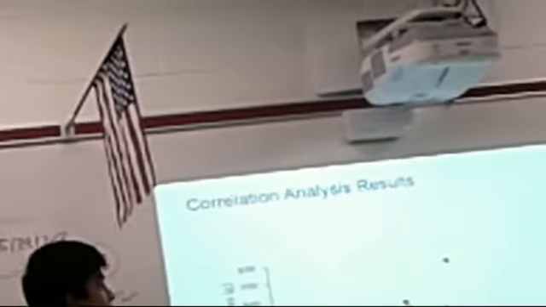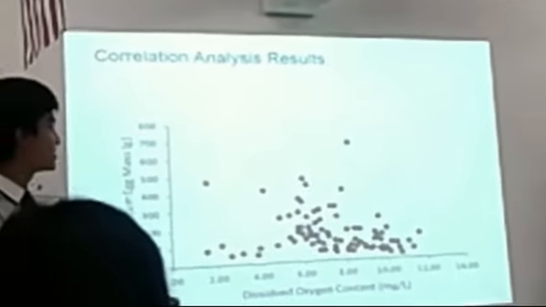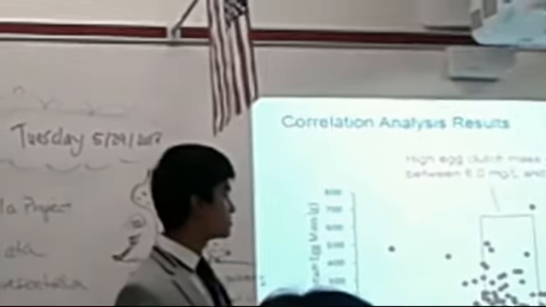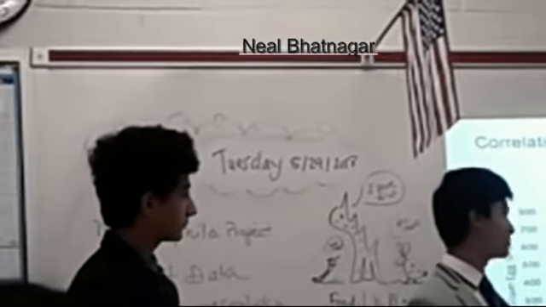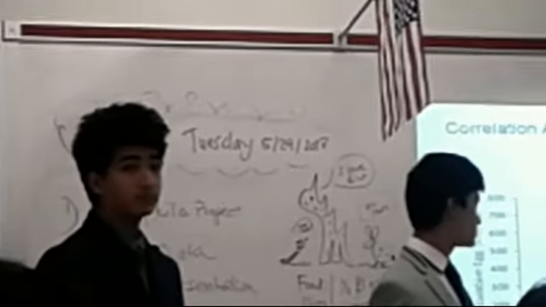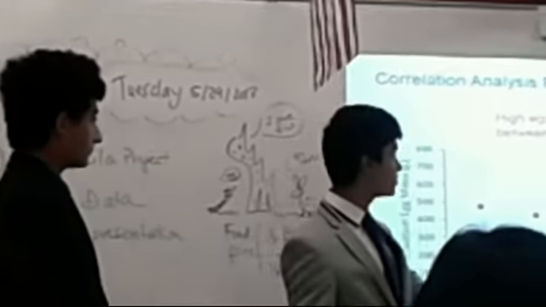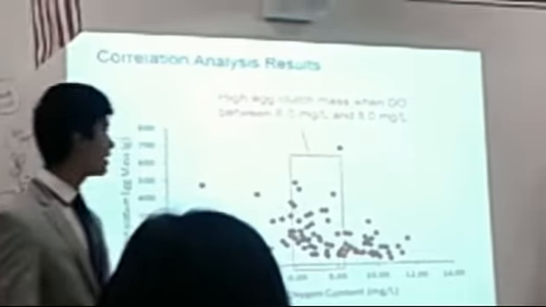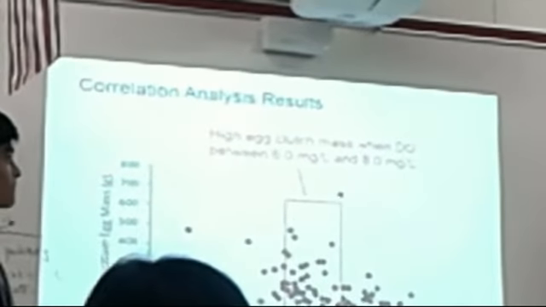So we gathered all our data, put it in an Excel spreadsheet, and ran a correlation analysis. And so here's our scatter plot. As you can see, there is not a very strong linear correlation between the dissolved oxygen content and Ambystoma maculatum egg mass, but we did find a high frequency of egg clutch mass when the DO was between 6.0 and 8.0 milligrams per liter.